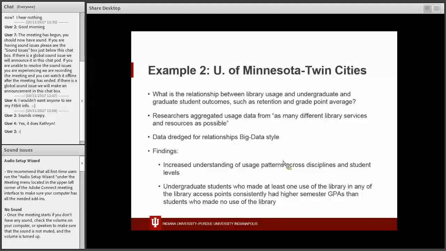Example number 2, and this is a prominent one in the United States, University of Minnesota, Twin Cities. So they wanted to know what the relationship was between library usage and undergraduate and graduate student outcomes, such as retention and grade point average. So they aggregated usage data from as many different library services and resources as possible, and found an increased understanding of usage patterns, again, across disciplines and student levels. And in contrast to Huddersfield, they said that undergraduate students who made at least one use of the library in any of the library access points consistently had higher semester GPAs than students who made no use of the library. I think that's pretty obvious, but now there's some data to back it up.